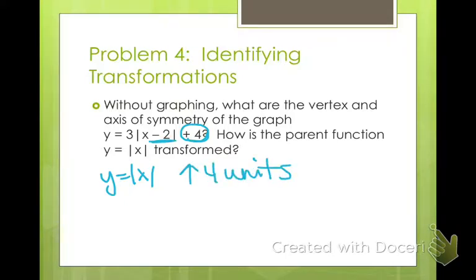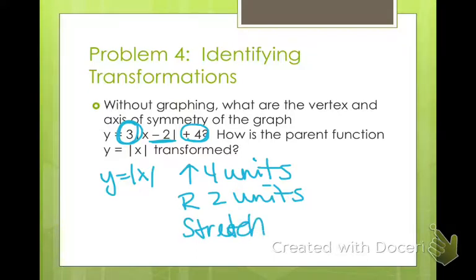Okay, what does this negative 2 do? Makes it translated right 2 units. And this 3 in front is a stretch of 3. So from our parent function, it's going to be moved right and up, and it's also going to be narrower.